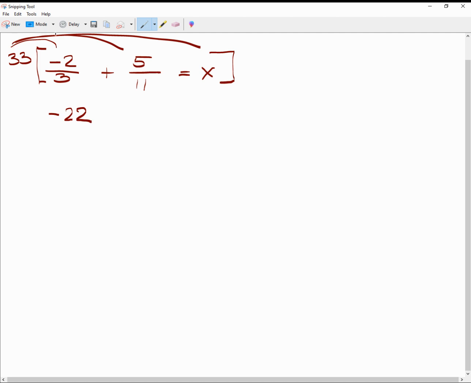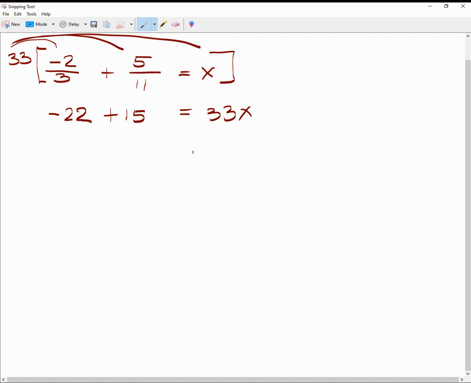Now let's multiply 33 with 5 over 11. So I'm going to do 33 divided by 11, that's 3, and then multiply it with the numerator, which is 5. So 33 divided by 11 is 3, times 5 is 15. So plus 15. And then 33 times x, you have 33x.